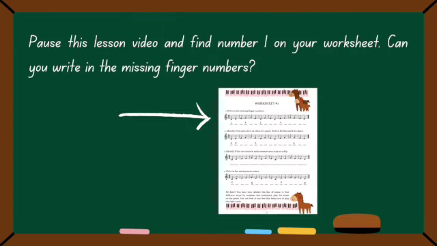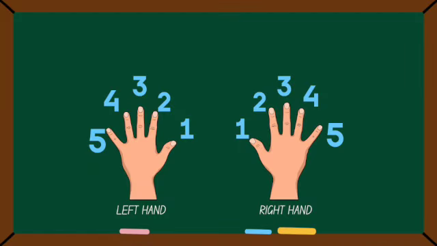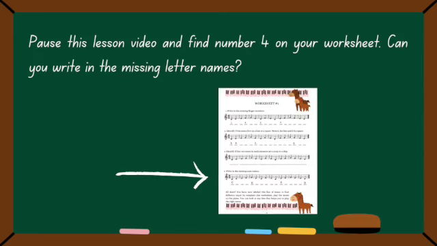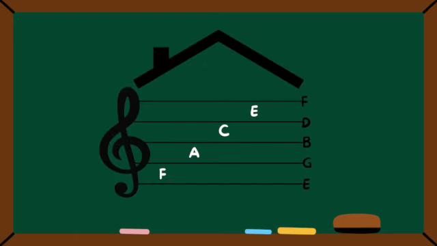Once again, pause the lesson video and find number 1 on your worksheet. Can you write in the missing finger numbers? Once you have completed number 1, we will move on to our final section, number 4. Pause the lesson video here and fill in the missing note names.